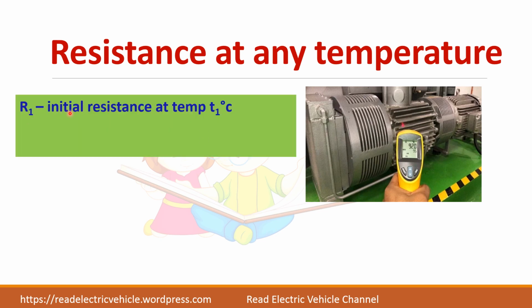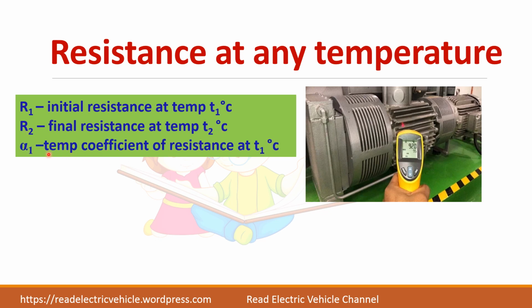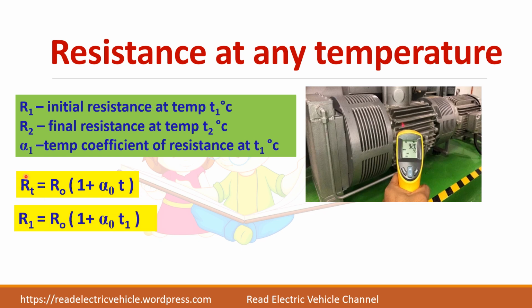R1 is the initial resistance at temperature T1 or room temperature, and R2 is the final resistance at temperature T2. Alpha 1 is the temperature coefficient at T1. If you know all these things, the same formula you can apply. RT is equal to R naught into 1 plus alpha naught into T. So instead of RT, I am writing R1. So R1 is equal to R naught into 1 plus alpha naught T1, similarly I can find R2.